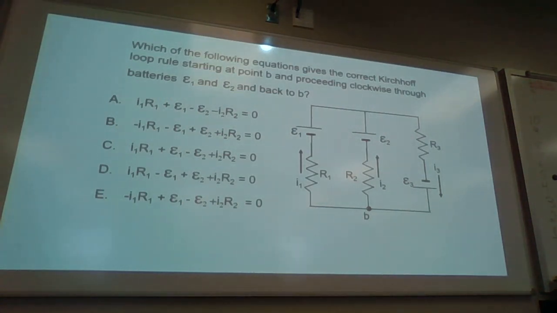Here's the quick way. You look at a loop, any loop, and you first guess which way the current's going. Complete guess. Yesterday we were guessing on the way the current was going. If we guess wrong, the answer will be negative. And if you guessed right, it's positive. So if you get a negative current, that just means it's going the other way.